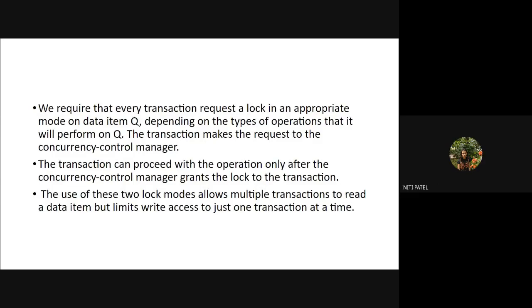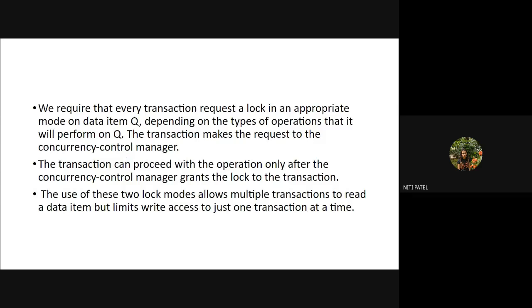Yes, ma'am. So we require that every transaction should request a lock in an appropriate mode on a data item Q. So if I want a read operation to be done on Q, I will acquire a shared lock. But if I want to perform write operation, read and write both on data item Q, I will acquire an exclusive lock. So who is going to generate and give you these locks? They are being done by the concurrency control manager. The concurrency control manager takes the request of the lock, and if the locks are available, they will grant that lock to the transaction.